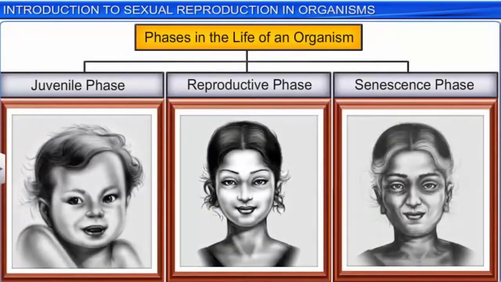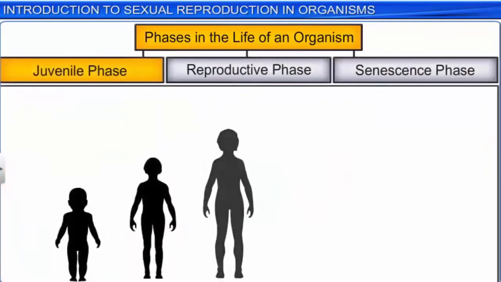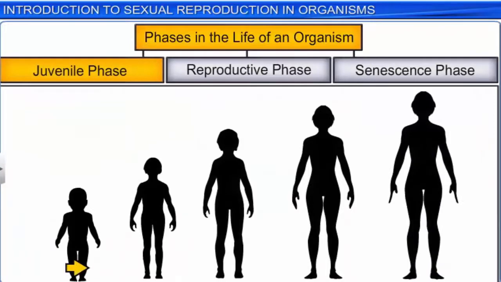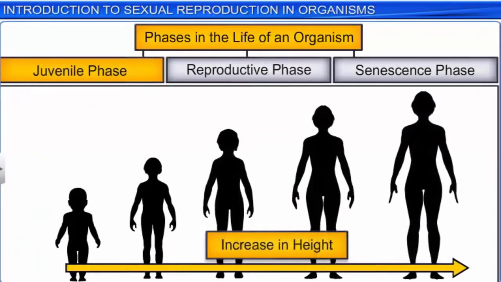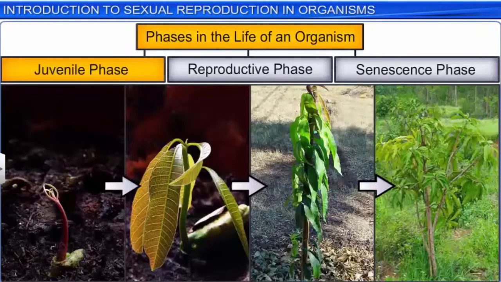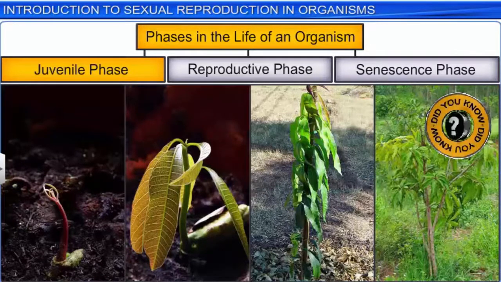All organisms, for instance, go through 3 phases of life: the juvenile phase, reproductive phase, and senescence phase. The juvenile phase is a period of growth which is characterized by an increase in height in all animals, including human beings. Whereas in plants, we see the emergence of new leaves during the juvenile phase. Did you know that in plants, the juvenile phase is known as the vegetative phase?